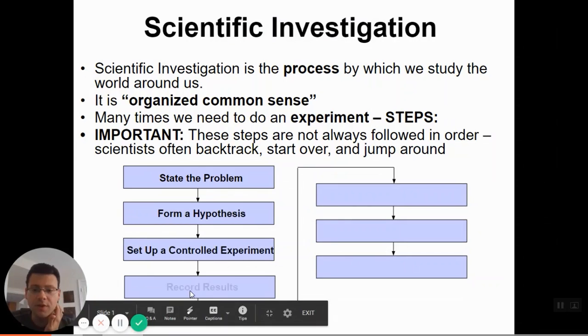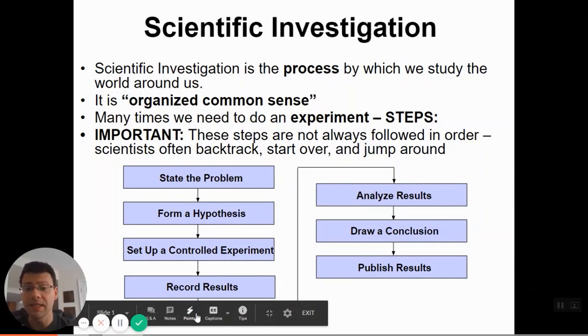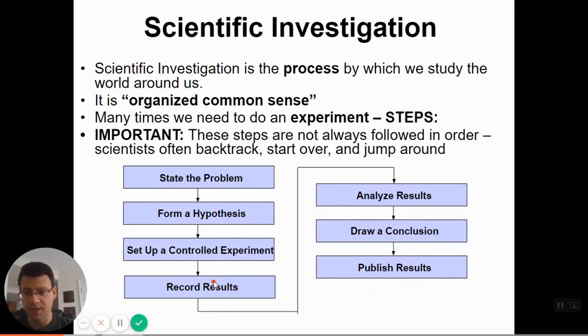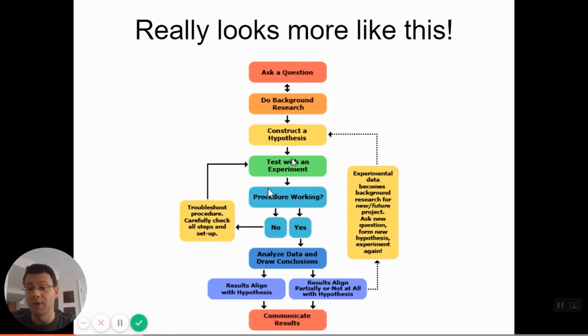Because this is all review, I'm not going to spend too much time here. You guys understand what the scientific investigation steps are. You've seen them before. The one thing I want to point out, and the second slide kind of highlights this, is that it's not always this nice linear progression of things. It's not always ask a question, then do research, then do your hypothesis in that order all the way down to the bottom without any changes, right? In real life, it's a little bit messier.